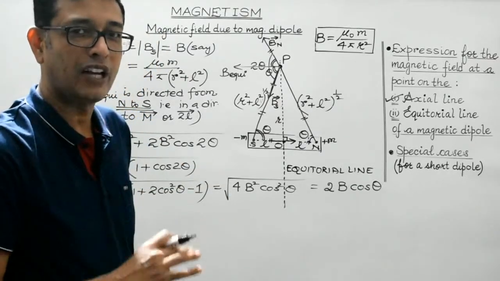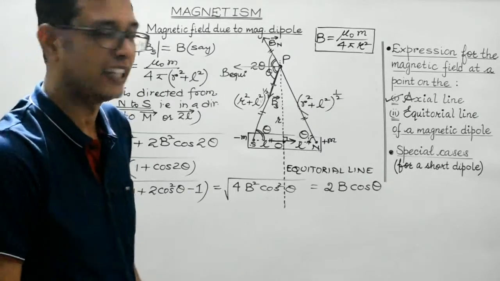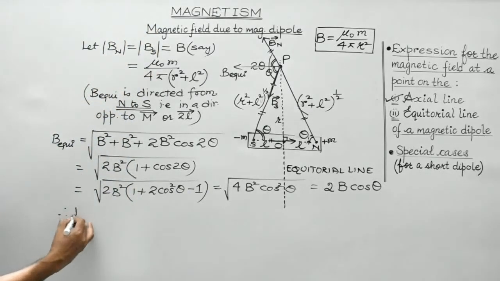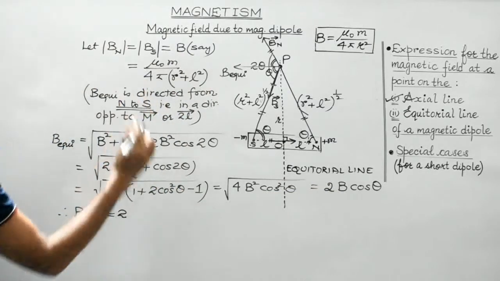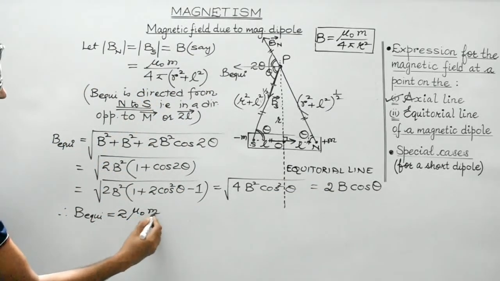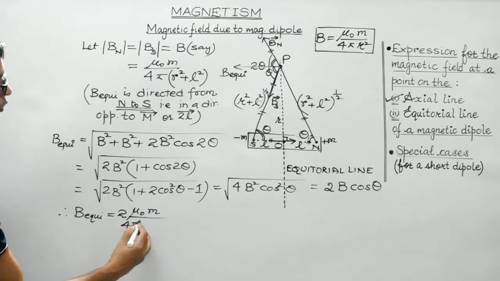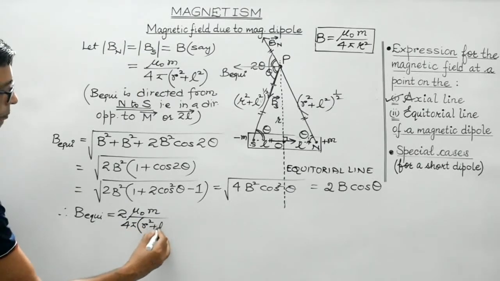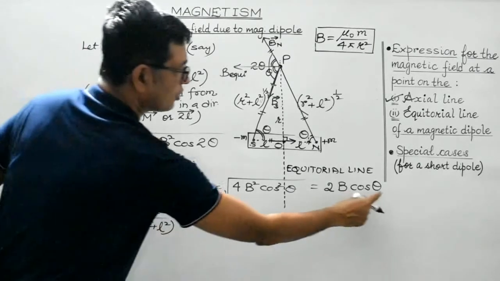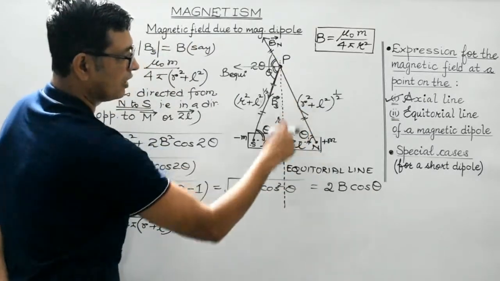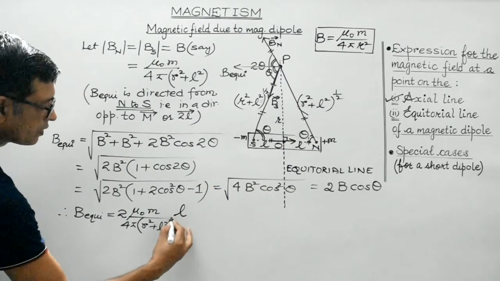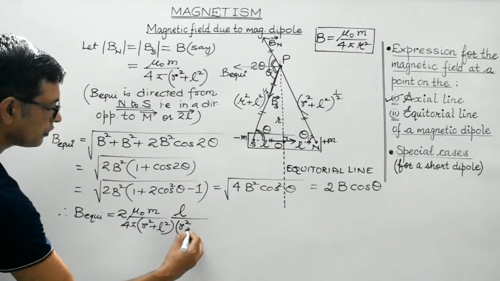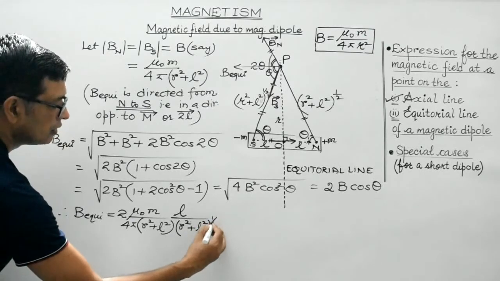Now let's substitute the value of B and cos theta. We will get the expression. Okay. Therefore, B equatorial is equal to twice, substituting this value of B, it is mu naught m divided by 4 pi (r square plus l square) multiplied by cos theta. Now students, it's a right angled triangle. So cos theta would be base over hypotenuse. So base is L. Hypotenuse is square root of r square plus L square.